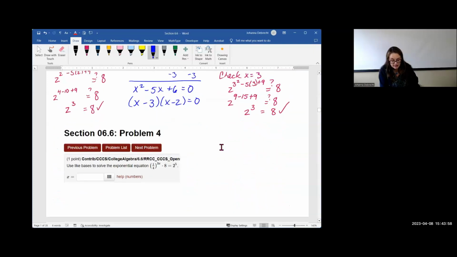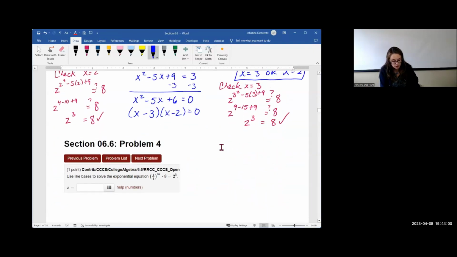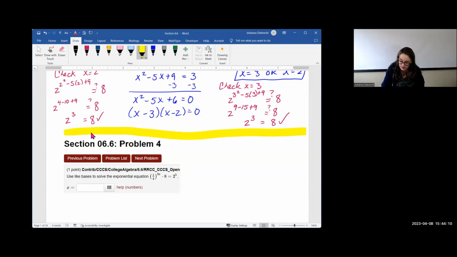Okay, let's take a look at problem number 4. In problem number 4, we again want to try to use like bases. This is a little bit more tricky. So this one is a little bit harder in some ways than the one that we just did.